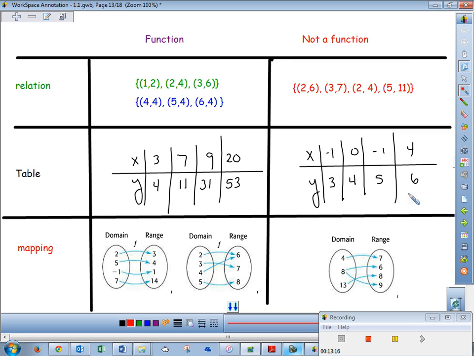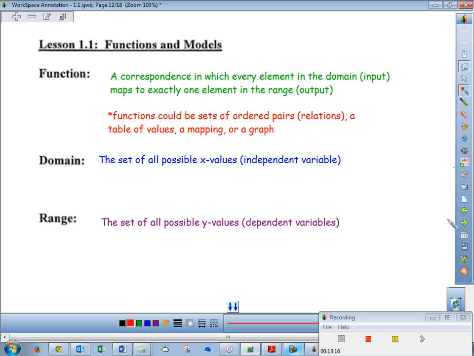Oh, my bad. Why did that go over? Domain is the set of all the possible x values, and the range is the set of all the possible y values. Again, nothing you haven't seen before. You just might not remember it that well. None of this should be new to you. Domain, set of all the x's. The range is the set of all the y's. Domain is independent, and range depends on domain. Y depended on what x was.